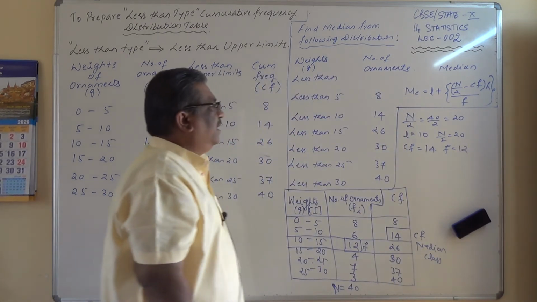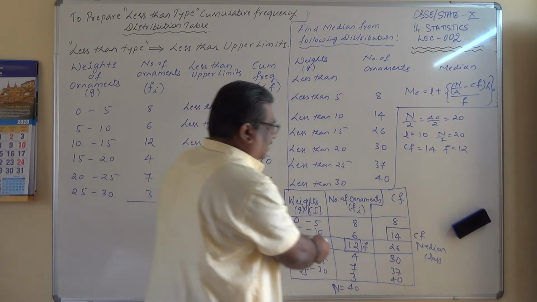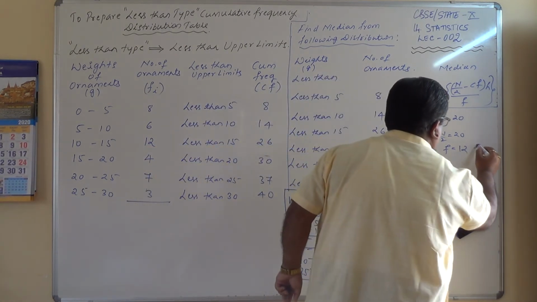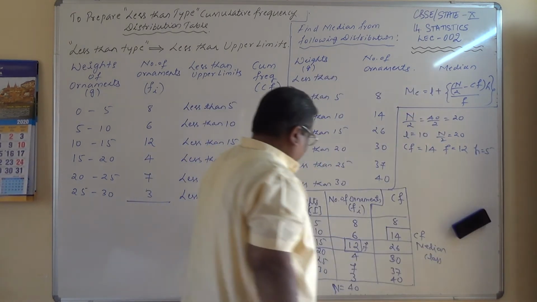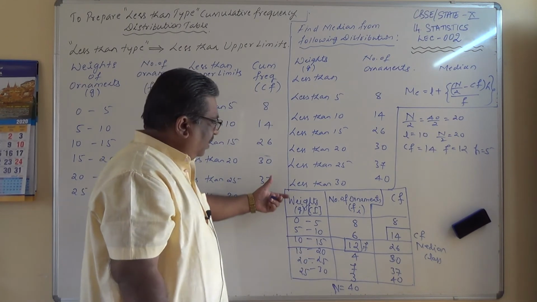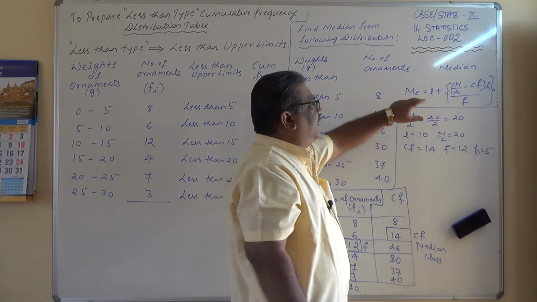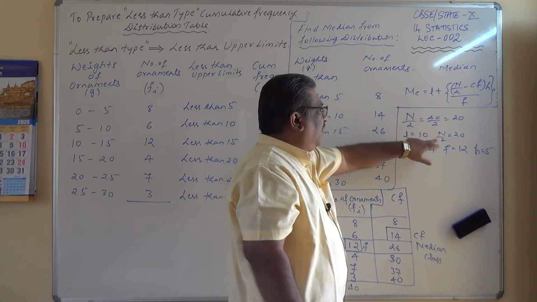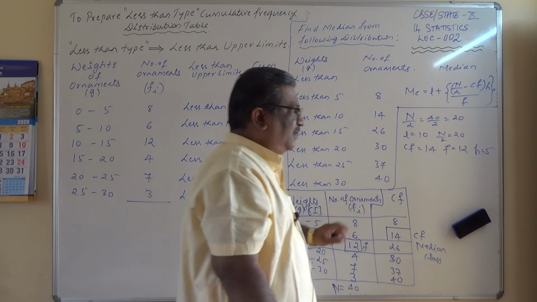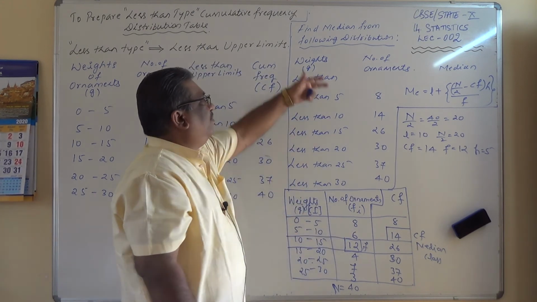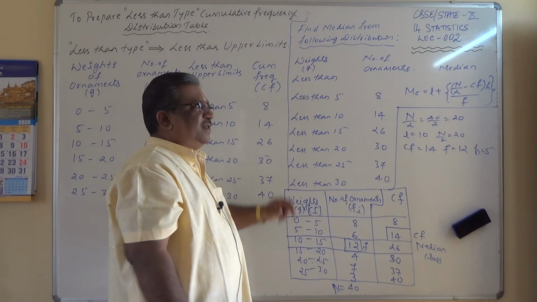Anything else required? h is required. h is the class size of the median class. h is equal to 5 because class width is 5 here. So only from this distribution I could extract all the information that is required to find out the median. All this information has been extracted from this. So how did you prepare this table? Based on the given less than type of frequency distribution table.